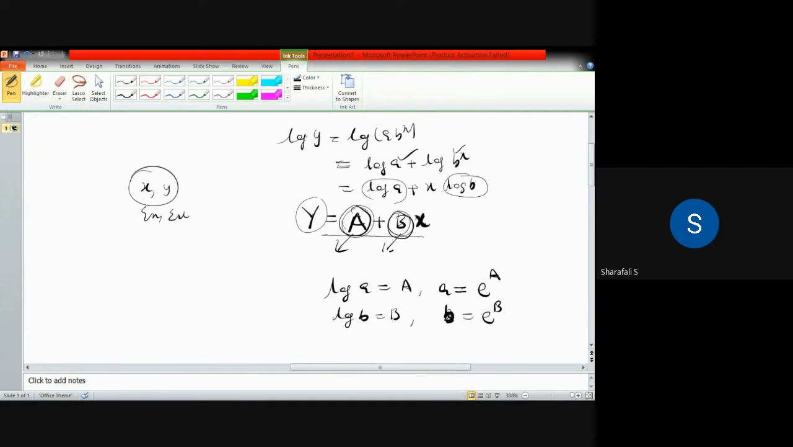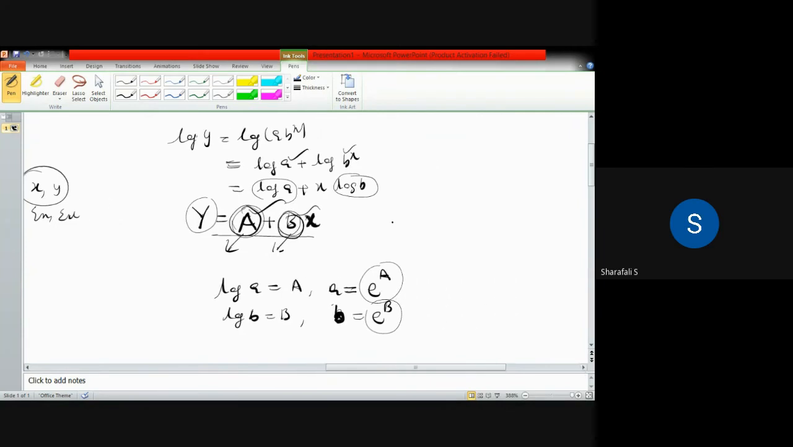So once you find out what A and B are, you will get e raised to A and e raised to B. And once you know these two, you have a and b, then you will get your exponential curve as y equal to a into b^x. So for any x value, you can have this curve. If you know a and b, for any x, you can write it.